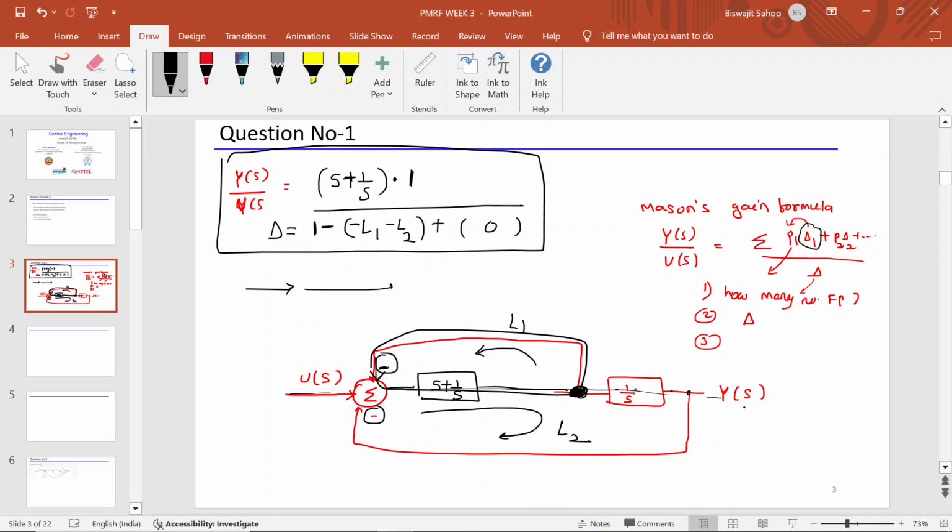Sir, the forward path gain also has to be multiplied, sir. Yeah, this one way is also there. Yeah, you are saying that.